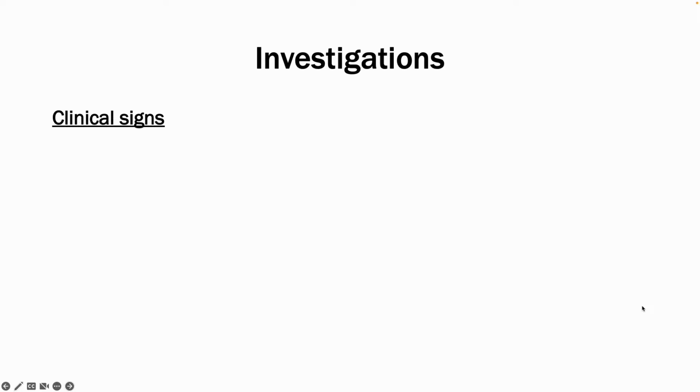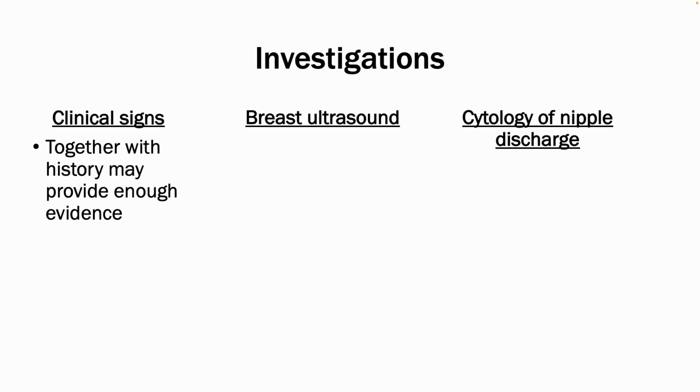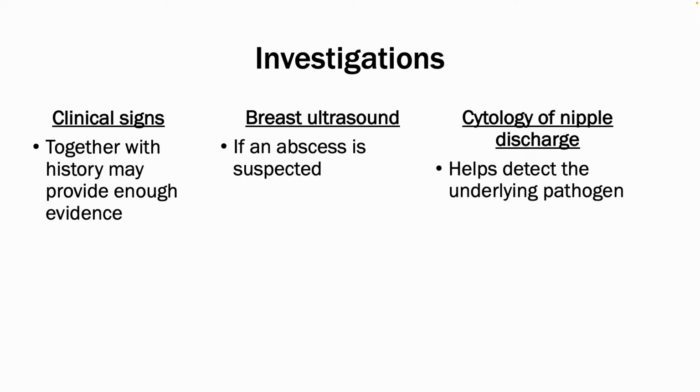Some of the key investigations include just general clinical signs, a possible breast ultrasound, and cytology of nipple discharge. Together with history, there is often enough evidence to give a diagnosis without necessarily doing further examinations. However, an ultrasound can be done if the patient is extremely unwell and an abscess is suspected. And as well as the ultrasound, cytology can be done where you culture the nipple discharge and see what pathogen might be growing, and it is most commonly S. aureus.